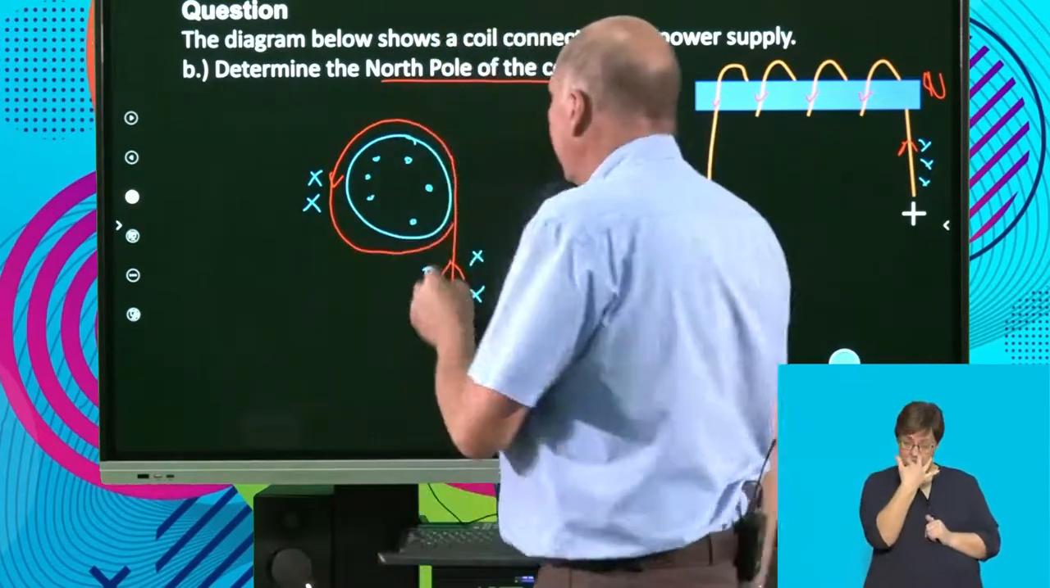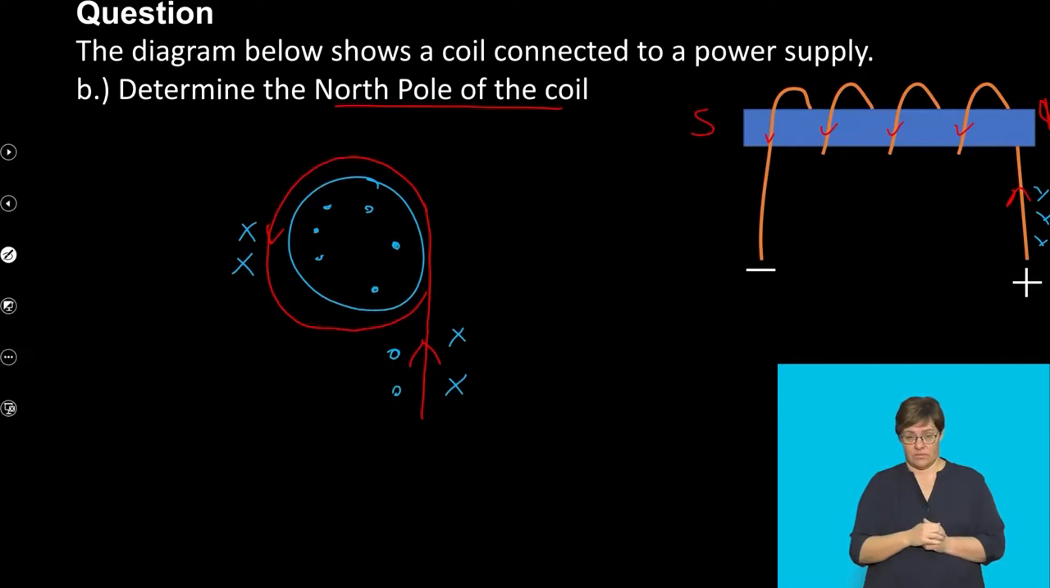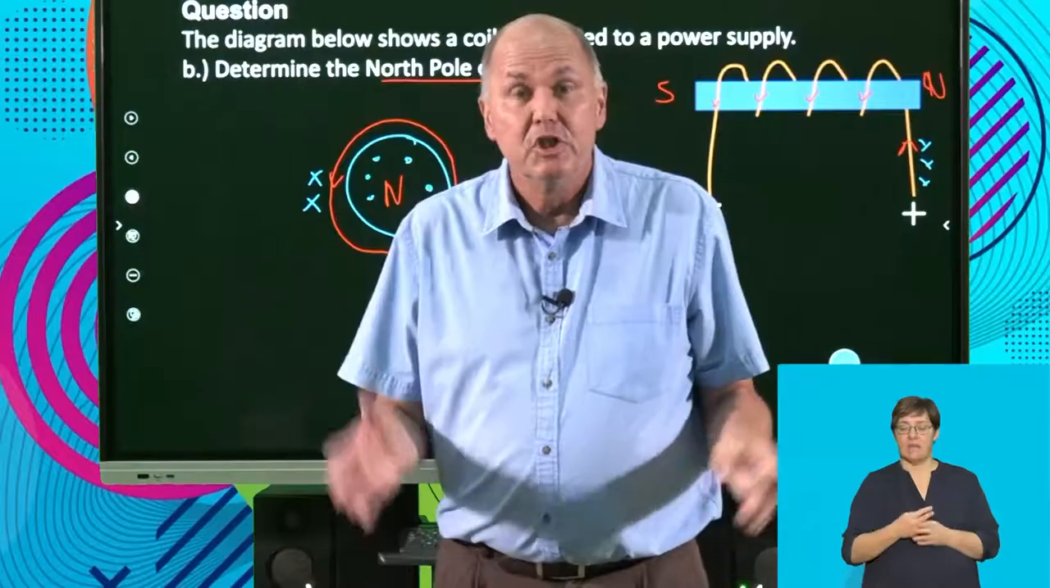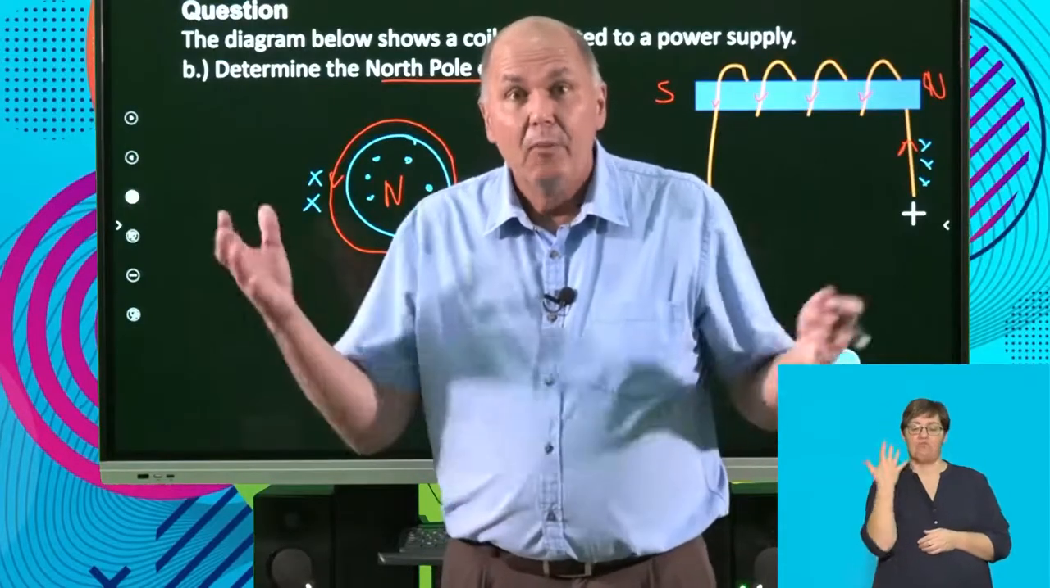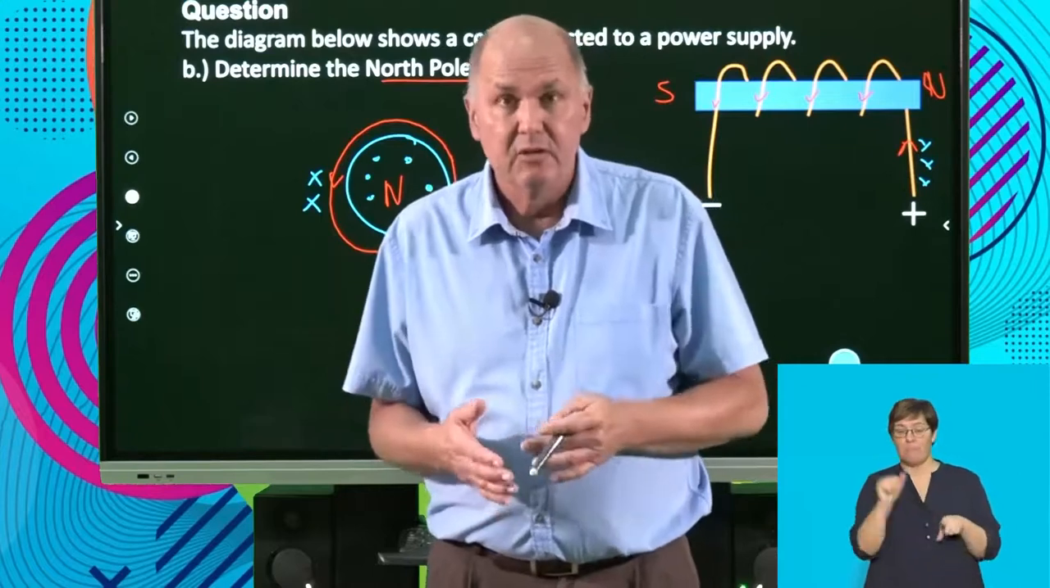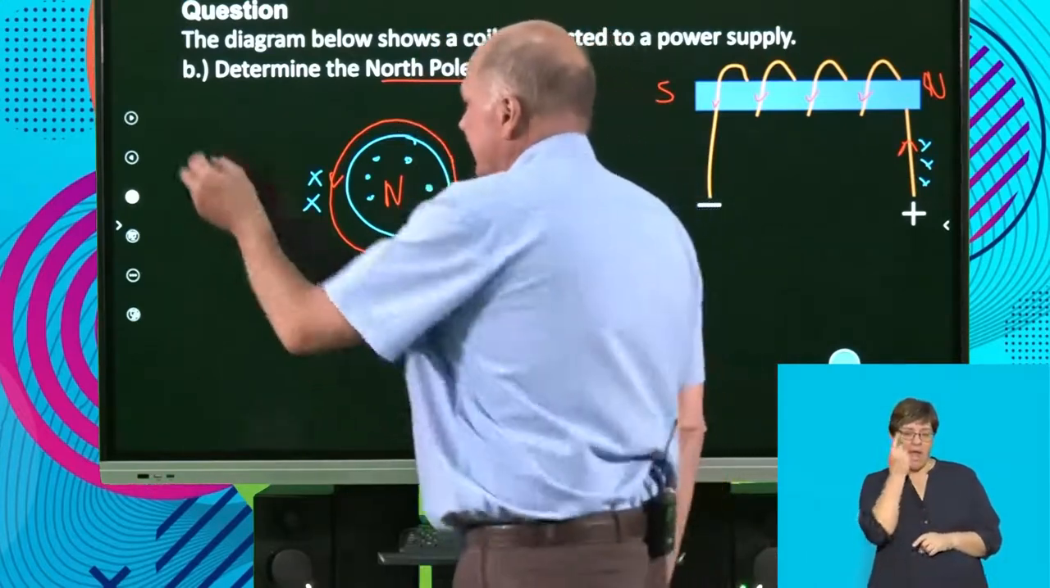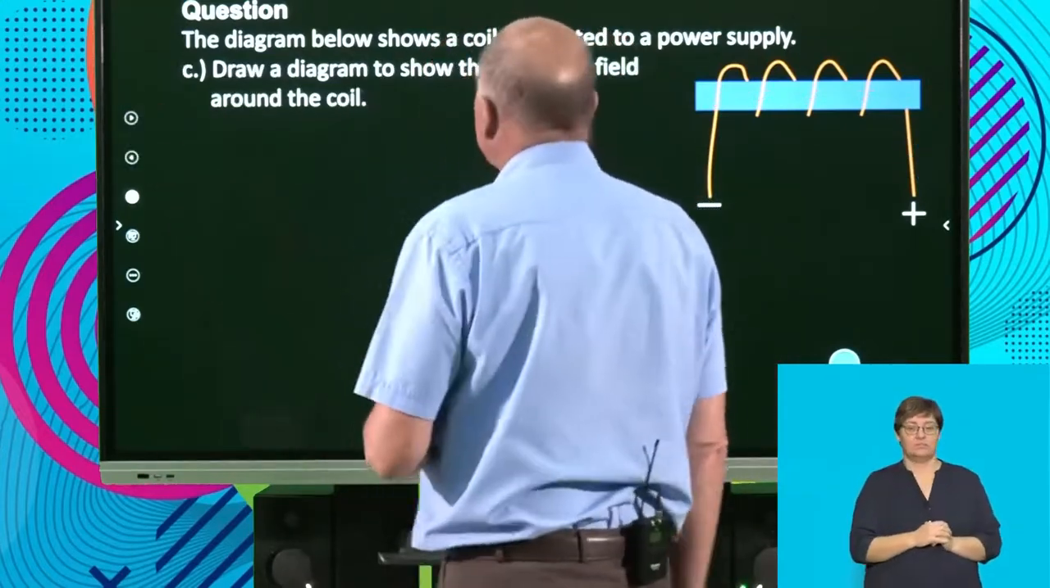We see field lines coming out at the North Pole. So you can double check yourself. Just use the right-hand rule. But of course you need to practice it to make sure that you've got that right. So let's go to the next question.